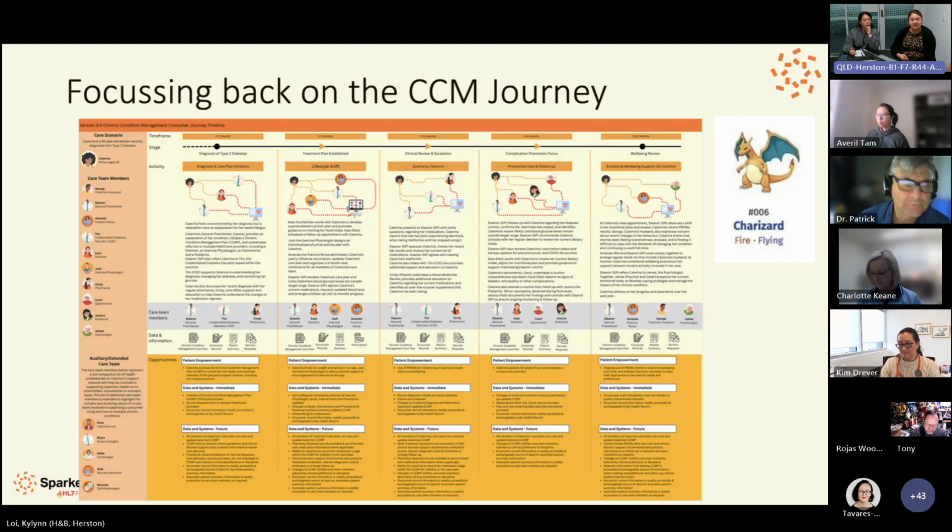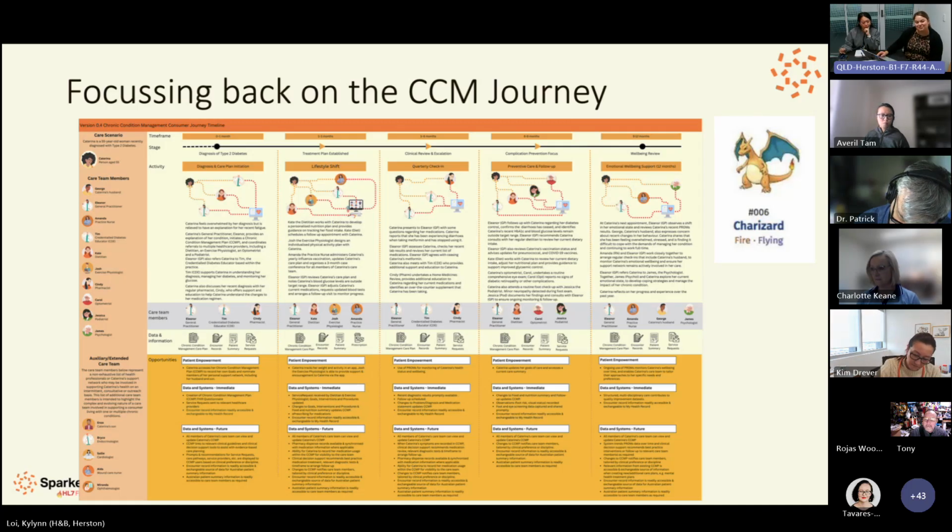And then also what the data and information artifacts are that may be accessed at that stage of the journey. And lastly, in the orange section at the bottom is an opportunities section. We've grouped the opportunities under those that might be considered a patient empowerment opportunity, a data and systems opportunity for the immediate, meaning the next 1 to 2 years, and a data and systems opportunity for the future, meaning 3 to 5+ years. So it is very detailed.